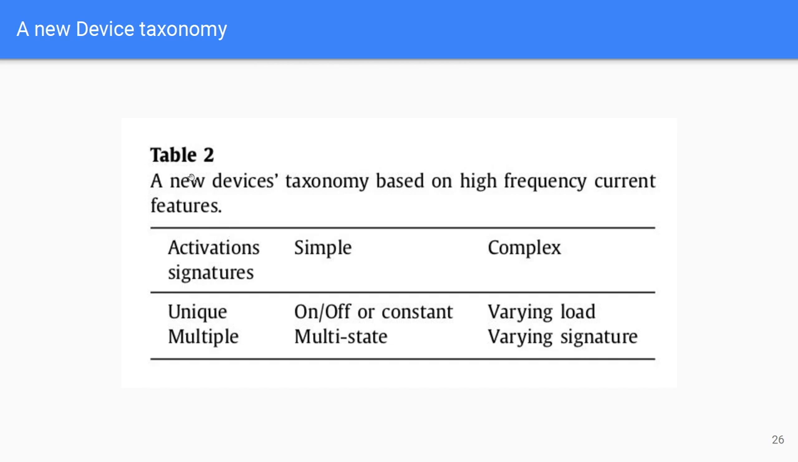And this is the device taxonomy I started to explain. In fact, we can break down all the devices between those where the activation is simple, which means either zero or constant, or complex, which means that it varies a lot during the time. And we can also break down with the number of signatures we need to reconstruct them. We can have those four categories of devices: the on-off or constant device, and the multi-state device, which are well-known devices in the residential community. But we also have the varying load devices and the varying signature devices like our air handling unit.